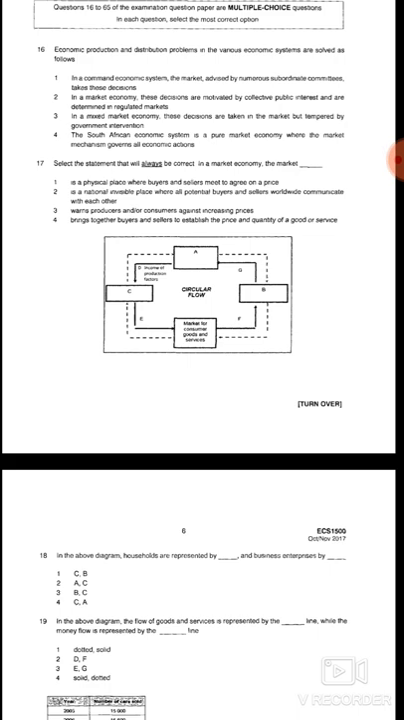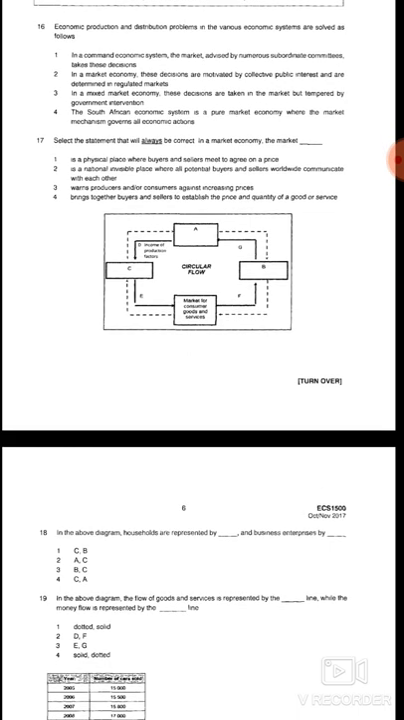In question 16, option number 3, in a mixed economy, these decisions are taken in the market but tempered by the government. So a mixed economy is private companies and government intervention. This is true. So market economy is about private, and then government intervention is about command economy. So this is very much true.